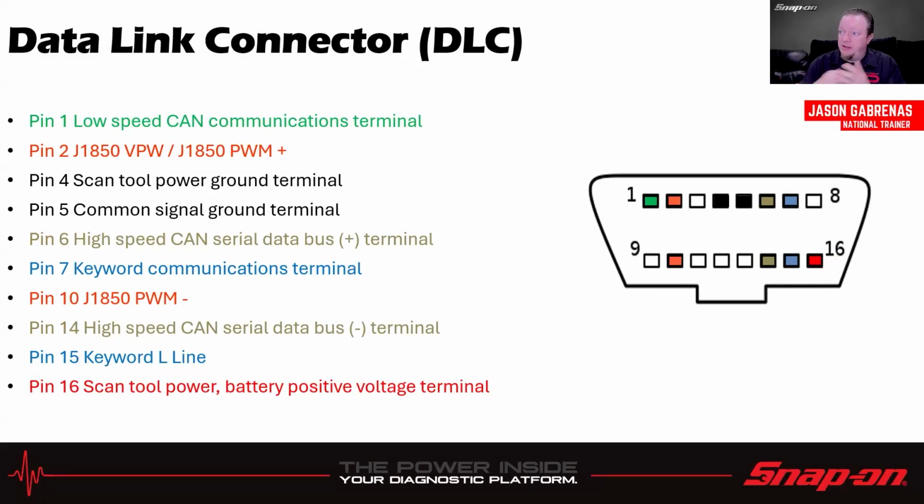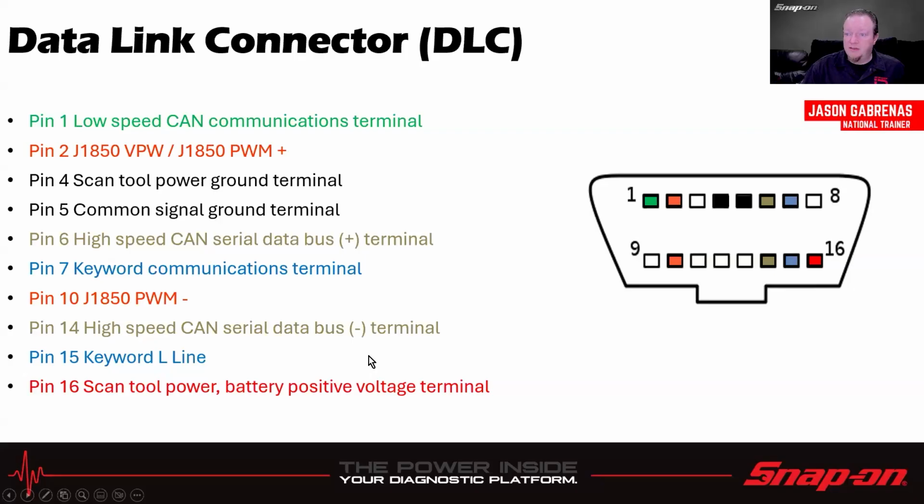Now, one of the more convenient places to test your networks is going to be your data link connector, right? So it's right there. It's under the dash, easy enough to get to. And there are some standardized places where these networks need to terminate. So pin 1 is often used for low-speed CAN communication, single wire CAN. Pin 2 is J1850 variable pulse width or J1850 pulse width modulated positive side, and then negative side on pin 10. Pin 4 and 5 are always ground. Pin 16 is always power. So if you don't have power at pin 16, you know you might have a problem with the fuse or somewhere in the wiring, somewhere like that.